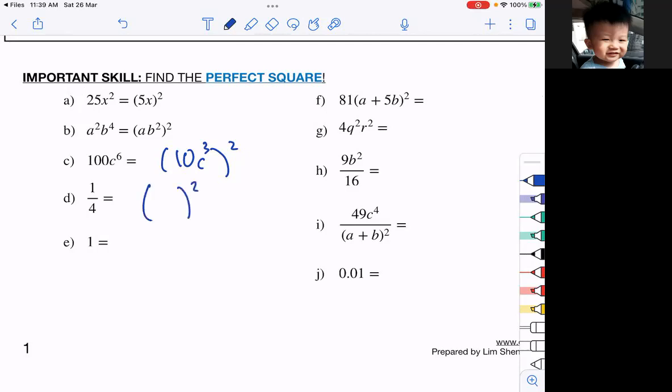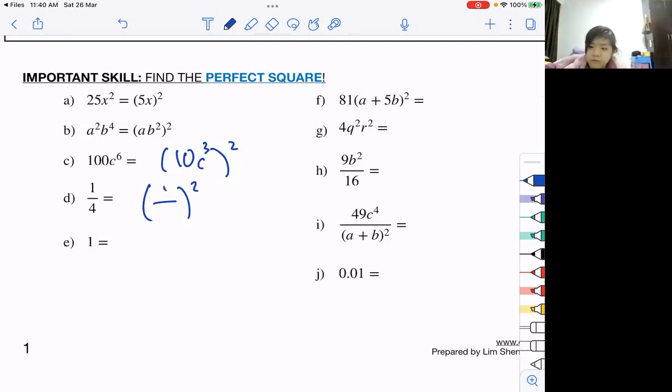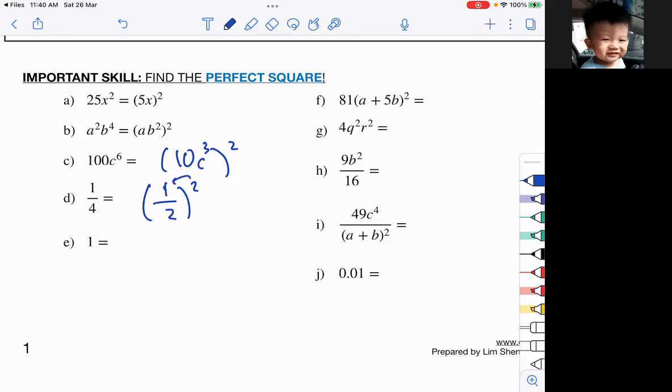1/4, how do I express it as a perfect square? It's not very obvious. But basically I'm asking what square becomes 1/4? What fraction squared becomes 1/4? 1/2. Excellent. Correct. Because you square the 1 is 1, square the 2 is 4. What squared becomes 1? Hey, Nathan should copy down.